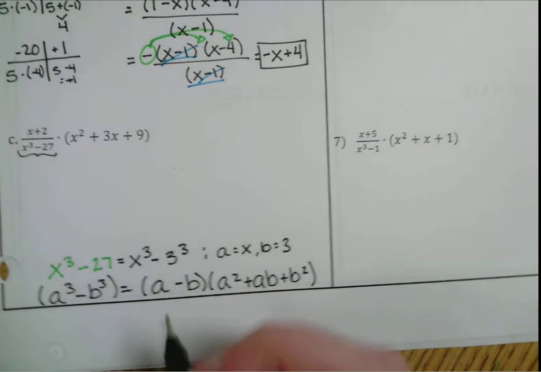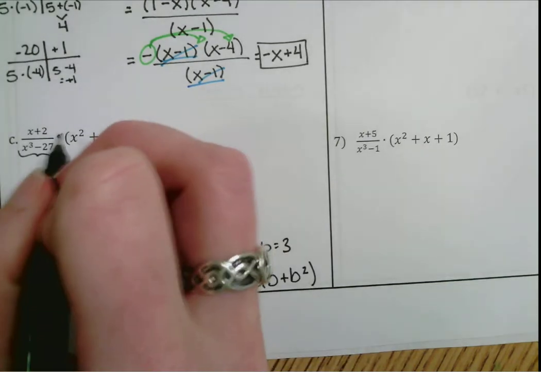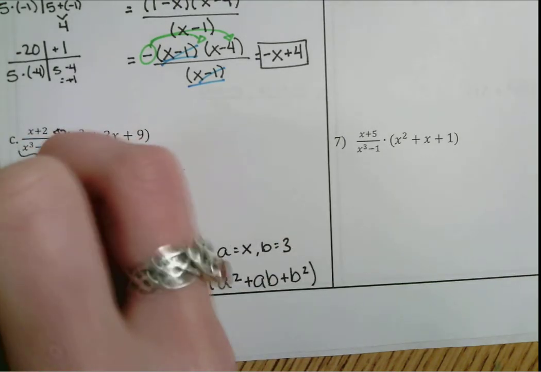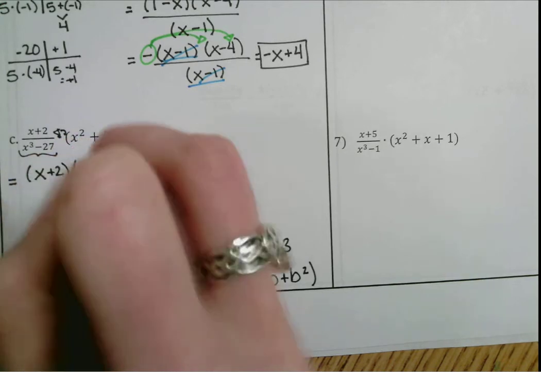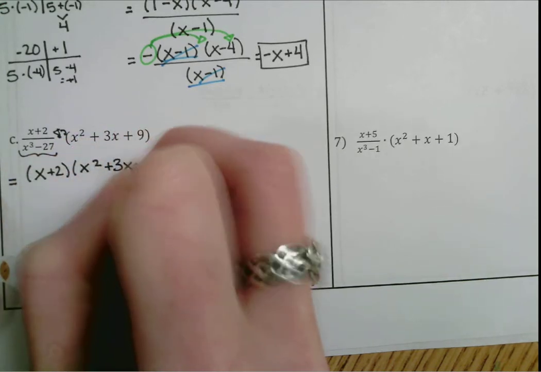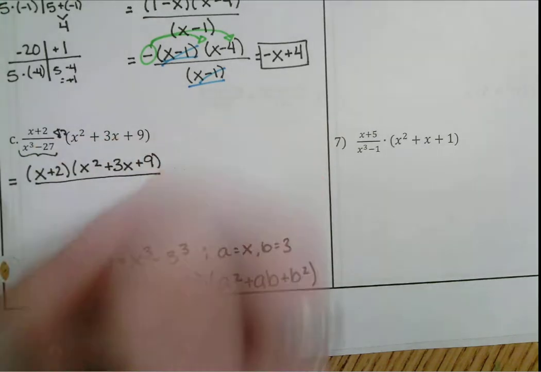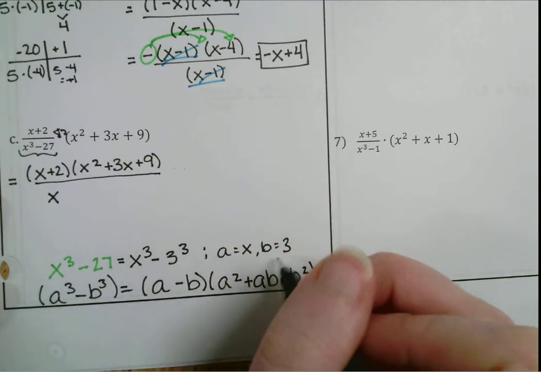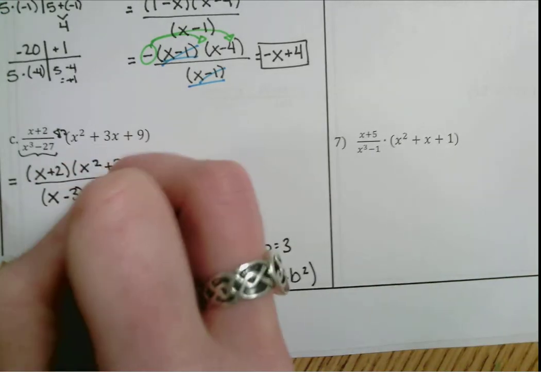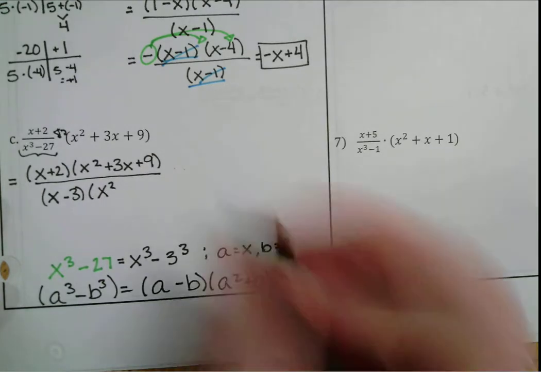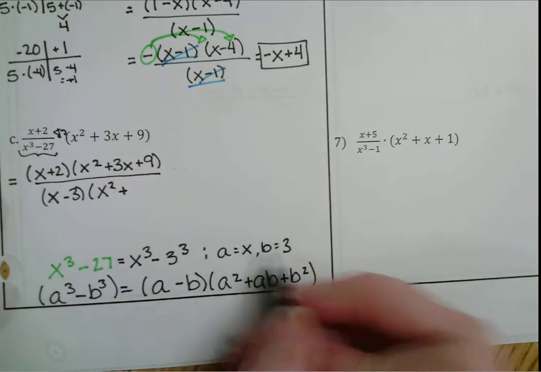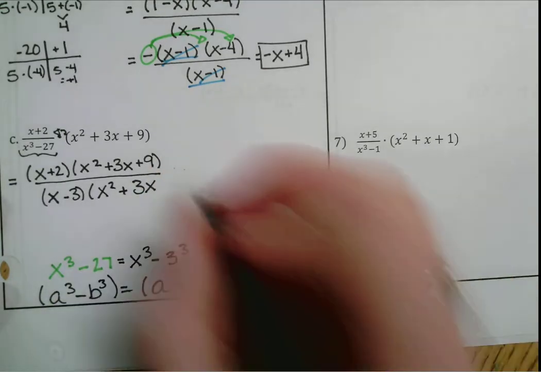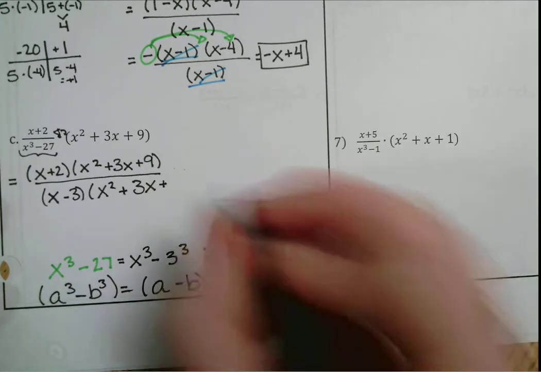So when I'm rewriting this, I'm also just going to plop this up onto the numerator because it's multiplication. So x plus 2, x squared plus 3x plus 9, all divided by x minus 3 times an x squared, because of my a squared here, plus a times b. Well, that's x times 3, but I can flip that. I can write it in any order. So I'm going to write it as a 3x because I like my variables going last. And then plus a b squared, so that's a 3 squared or 9.